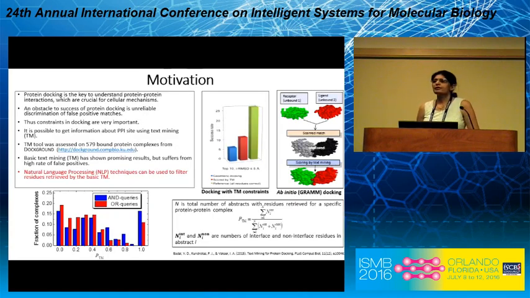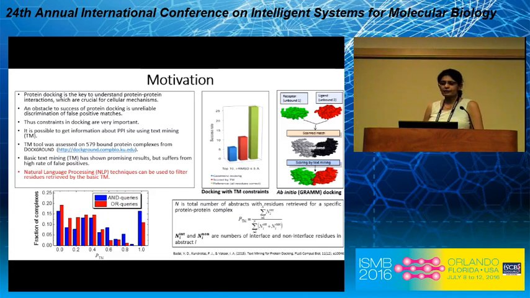I'm going to talk about natural language processing in text mining for protein docking. Protein-protein interactions are very important in various biological processes. Due to limitations in experimental techniques, protein docking is the key to understanding protein-protein interactions, which are crucial for cellular mechanisms. In high-throughput techniques, we get a high proportion of false positives, and therefore protein docking is important. But an obstacle to the success of protein docking is unreliable discrimination between false positives and near natives.